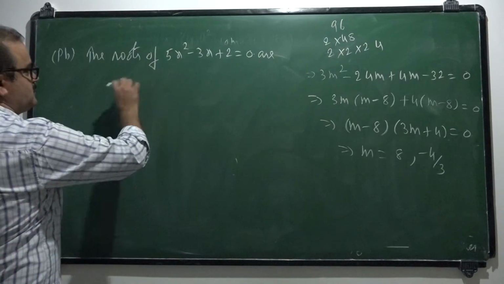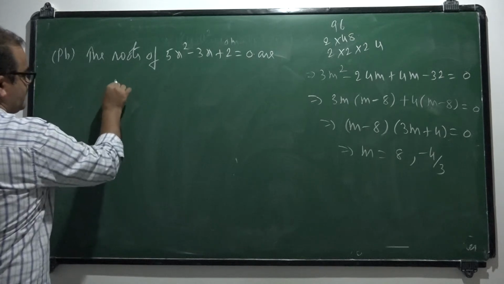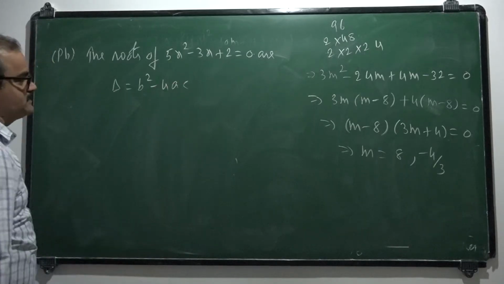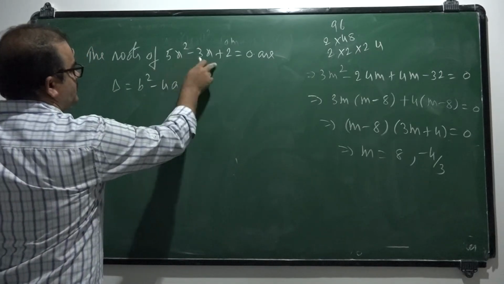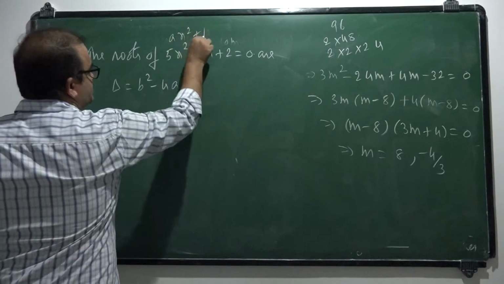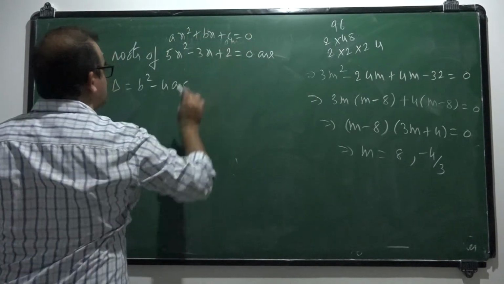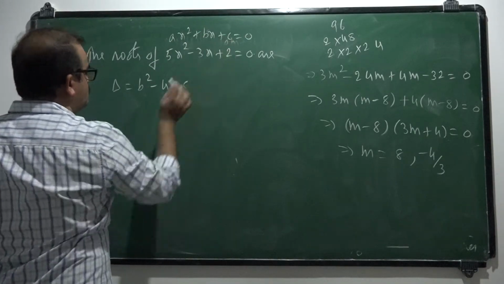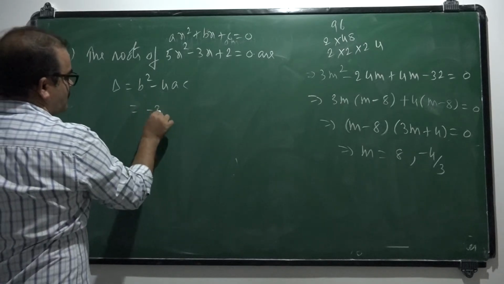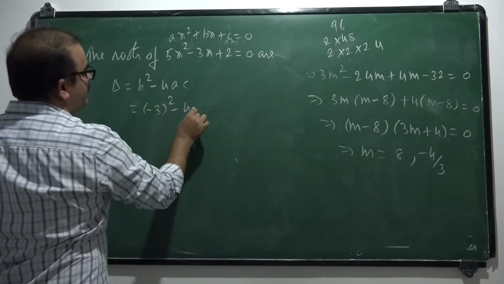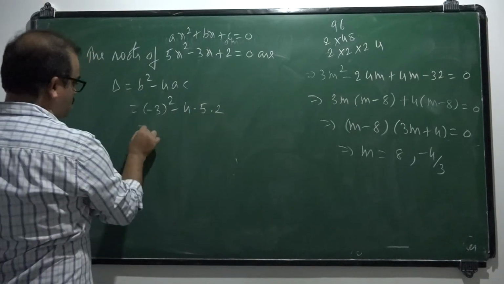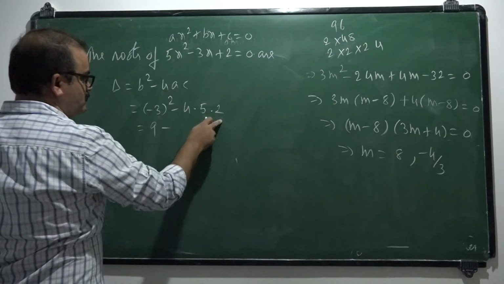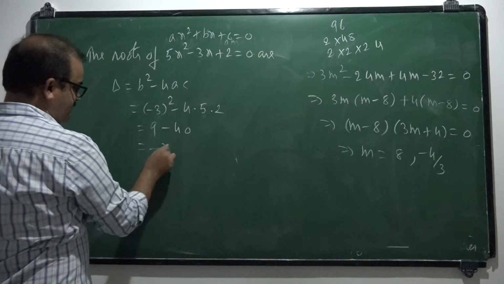How to discuss the nature of the roots? First we find discriminant delta value. Discriminant is b square minus 4ac. You compare this with standard equation ax square plus bx plus c is equal to 0. A value 5, b minus 3, c 2. b square is 9, 4 into 5 is 20, 20 into 2 is 40, minus 36.